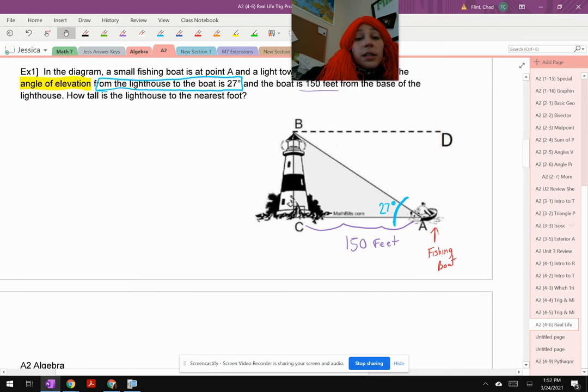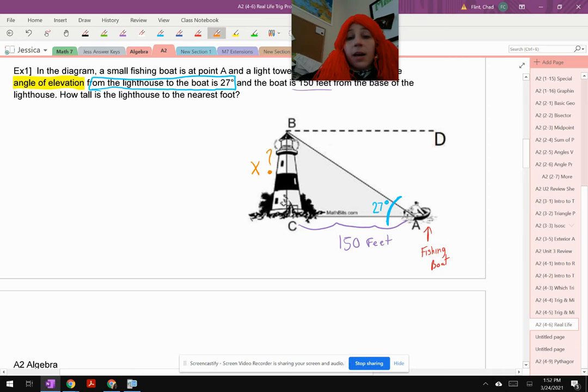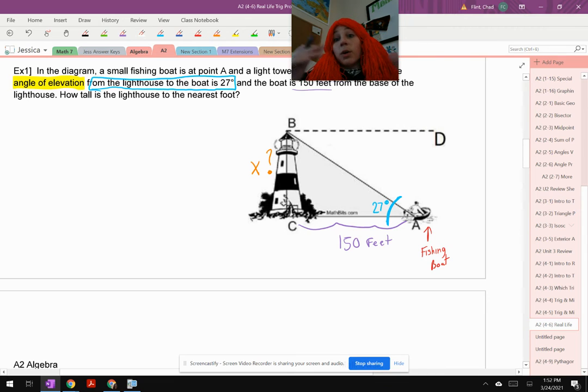How tall is the lighthouse to the nearest foot? So that's what they're asking me for. They're asking me for this lighthouse. So that's going to be my X question mark. That's the piece I don't know. All right, so I've labeled with my given and missing information. Now I need to go back through and label my sides of the triangle. What's opposite, what's hypotenuse, and so on.